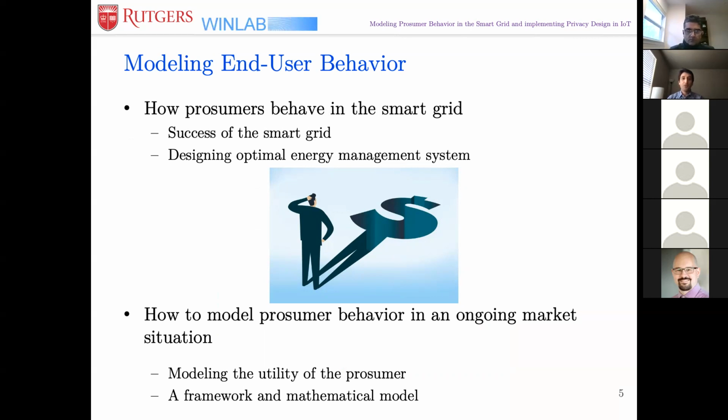For example, how prosumers make decisions about whether and when to sell the surplus energy generated by the solar panels or wind turbines will inform the design of optimal energy management systems. Hence, the question is how to model prosumer behavior in an ongoing market situation. We need a framework or mathematical method to model how prosumers make decisions under uncertainty and risk.